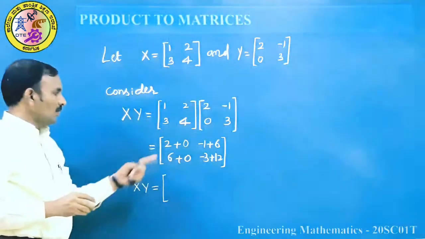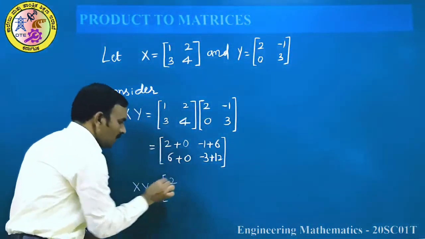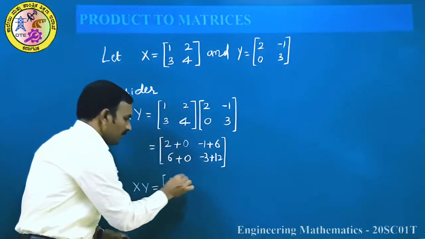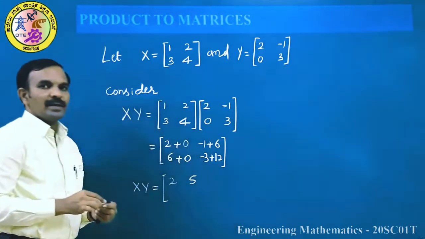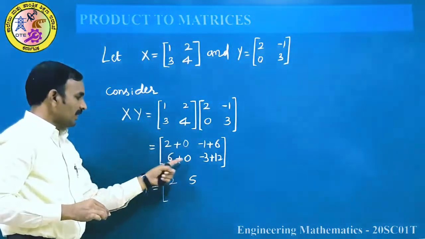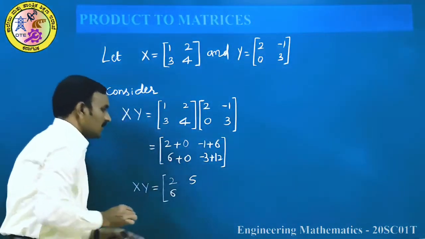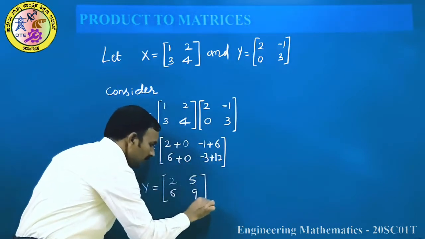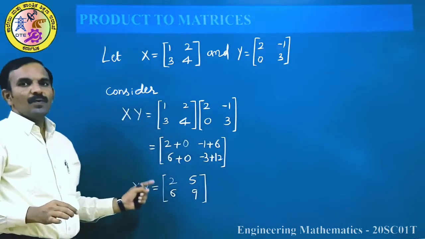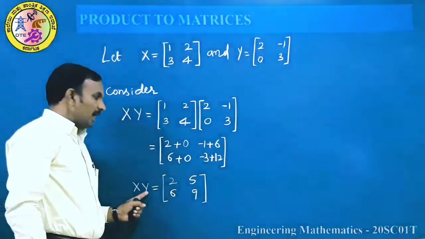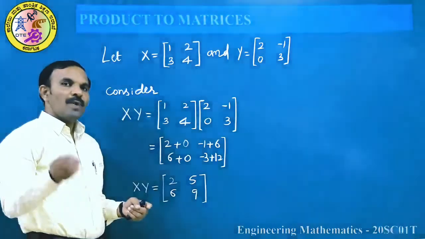X into Y is equal to: 2 plus 0, 2. Minus 1 plus 6, 5. 6 plus 0, 6. Minus 3 plus 12, 9. It is X into Y. Next, we are going to find out Y into X.